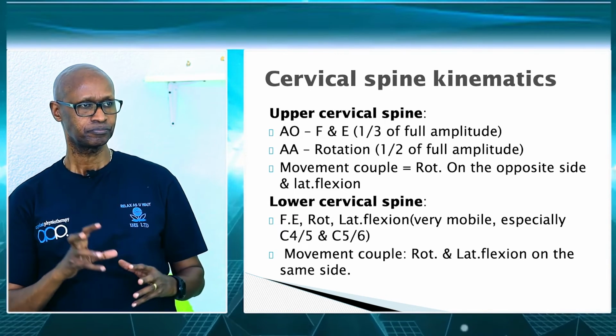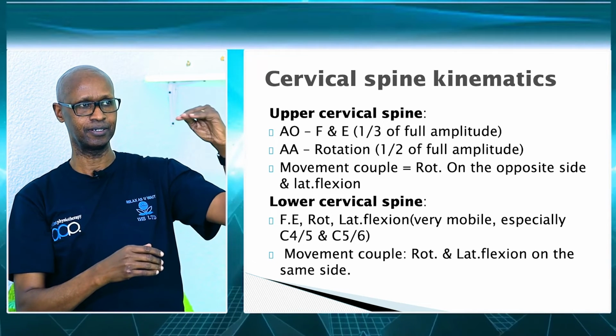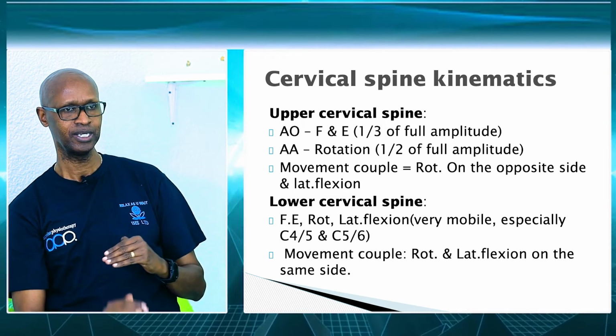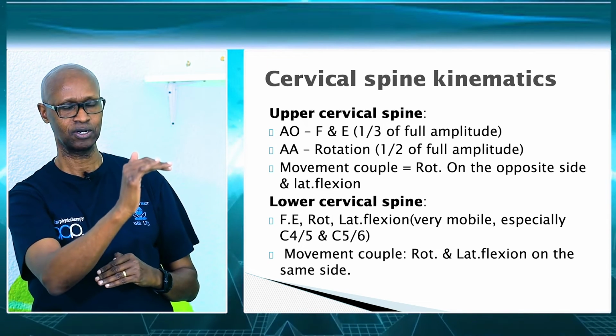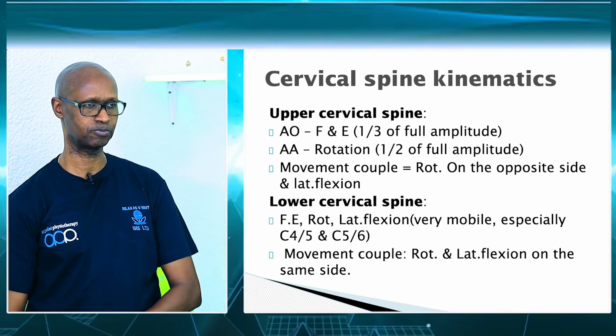That's for the upper spine, because the upper spine is the first two, and the lower spine you start from the third, and the lower spine you start with C4, 5, and 6. So these are the different movements you can have.